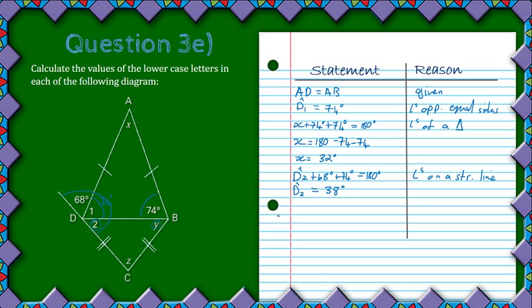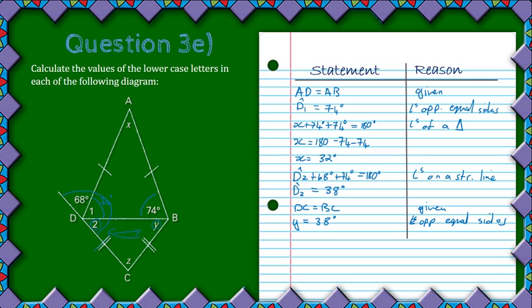That's 38 degrees. Now, since DC is equal to BC, which is given, we know that y is equal to 38 degrees because it's angles opposite equal sides. Since these two sides are equal, these two angles opposite them will also be equal.